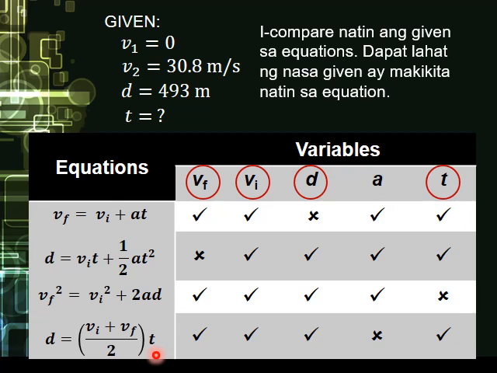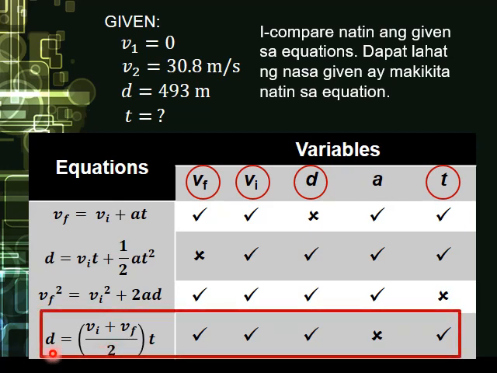Mapapansin nyo dito sa ating table, lahat ng may check na to, it points out to this equation. Therefore, ito yung gagamitin natin na UAM equation: D is equal to (Vi plus Vf) over 2 times t.